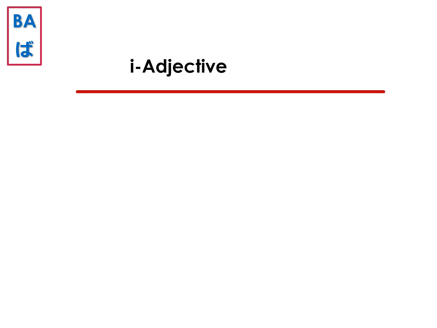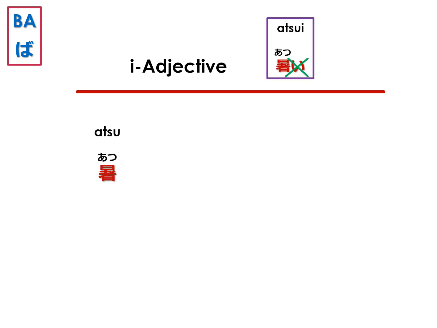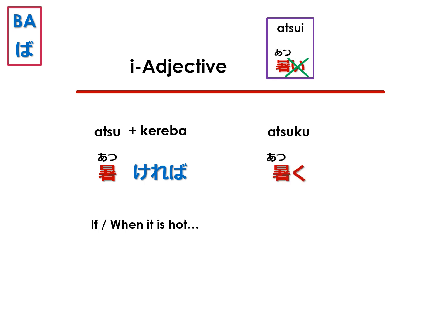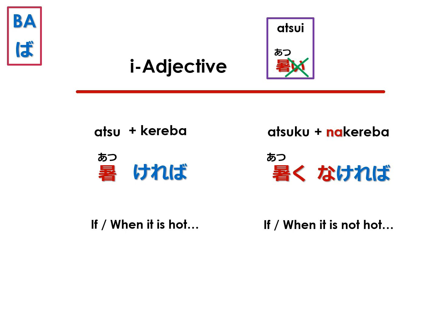Here's an example for an e adjective, atsui, which means hot. Drop the e and add kereba to form atsukereba, if or when it's hot. And the negative conditional would come from the nai form, atsui, atsukunai, and the nai becomes nakereba to form atsukunakereba, meaning if or when it's not hot. To review basic e-adjective conjugation, you can watch lesson 15.